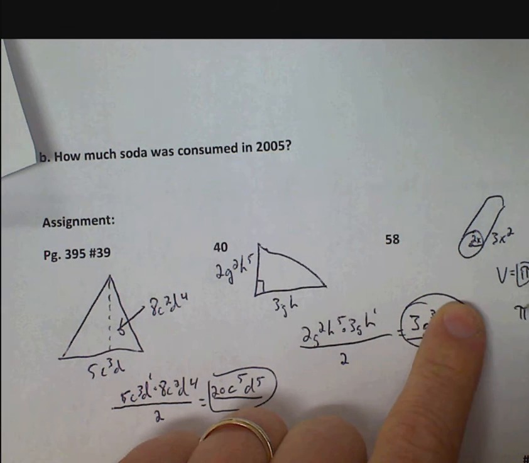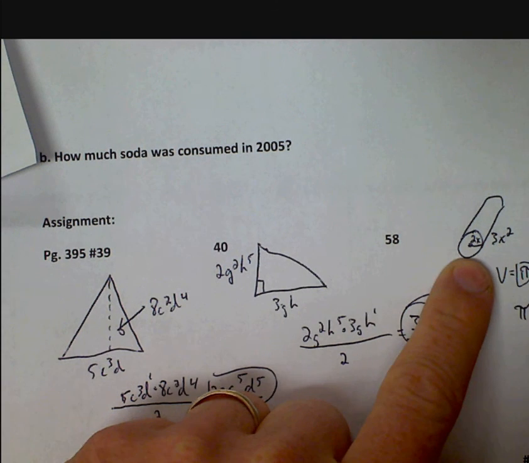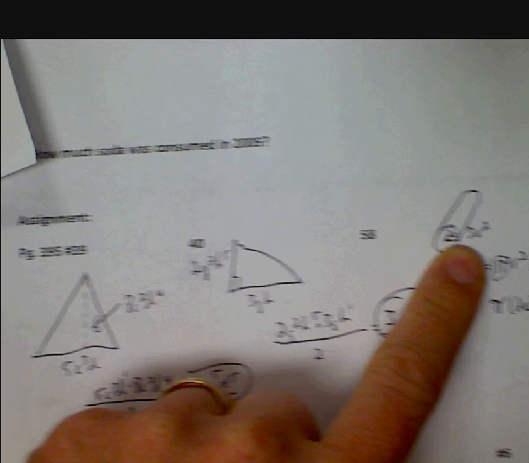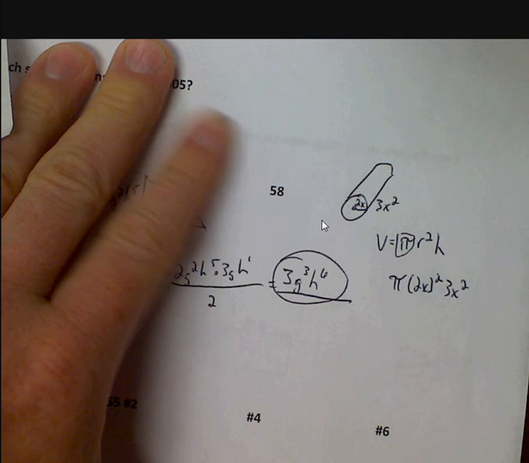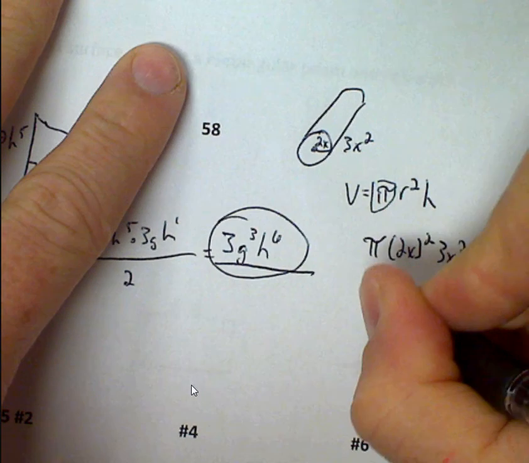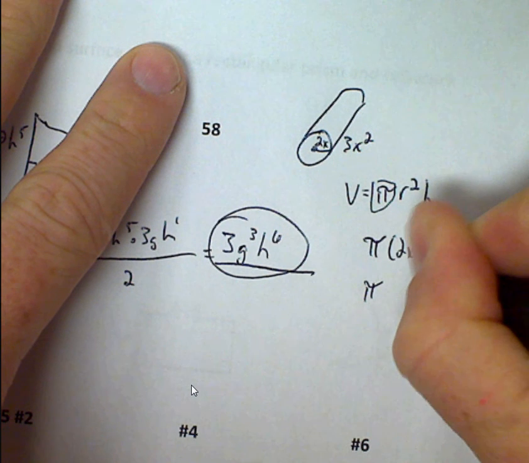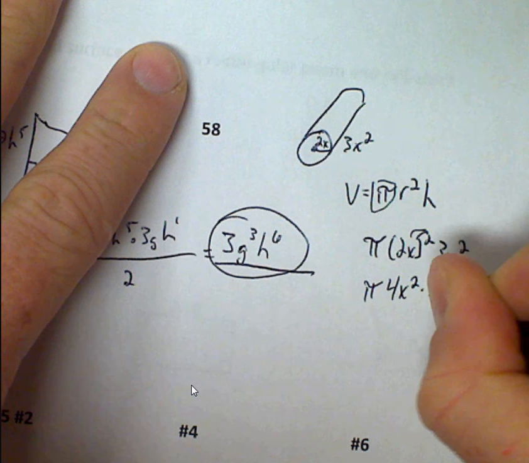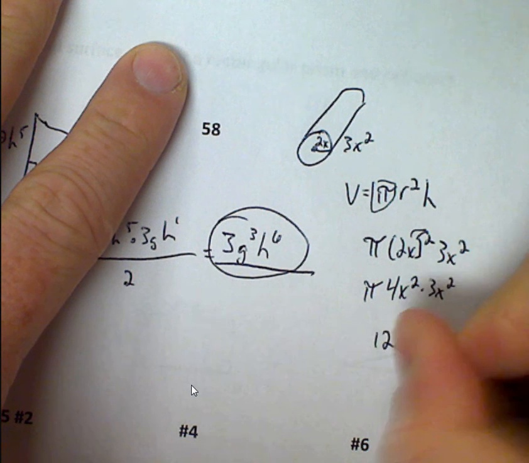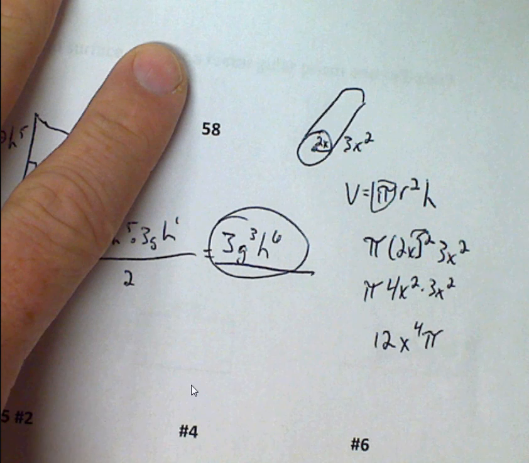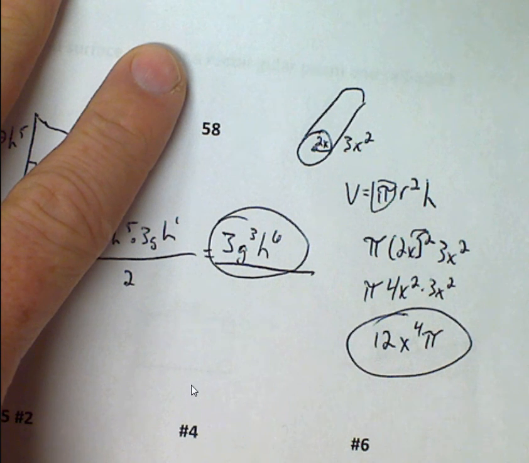So pi, my r squared is 2x squared, my h is 3x squared. So this becomes pi, I have to square both, which is 4x squared times 3x squared. So this would be 12 x to the 4th, and I like to put pi in the back. That's it.